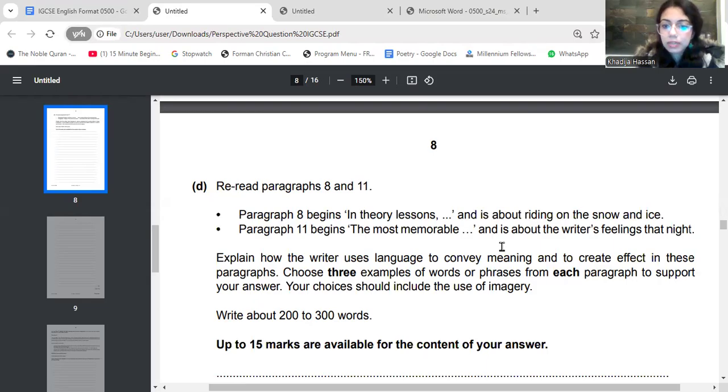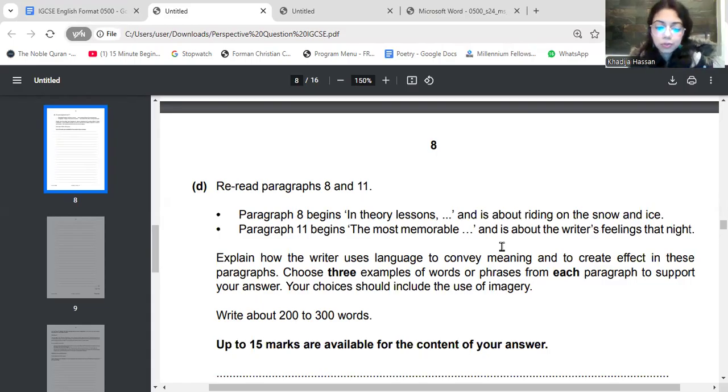Explain how the writer uses language to convey meaning and to create effect in these paragraphs. Choose 3 examples of words or phrases from each paragraph to support your answer. Your choices should include the use of imagery. Write about 200 to 300 words. Up to 15 marks are available for the content of your answer.